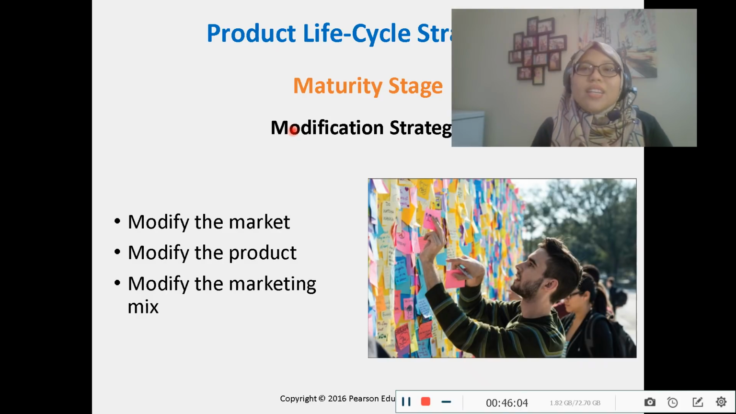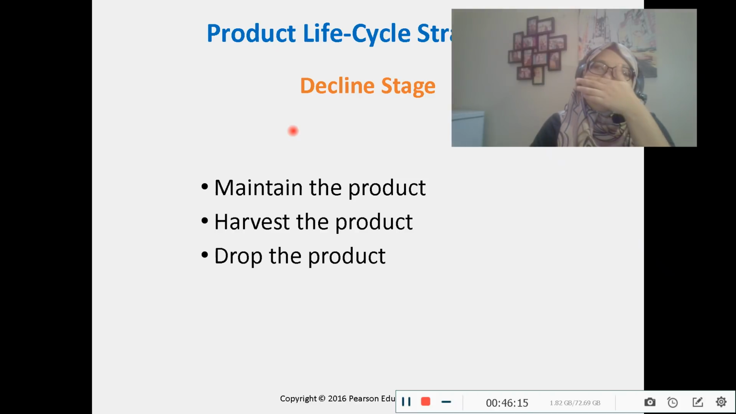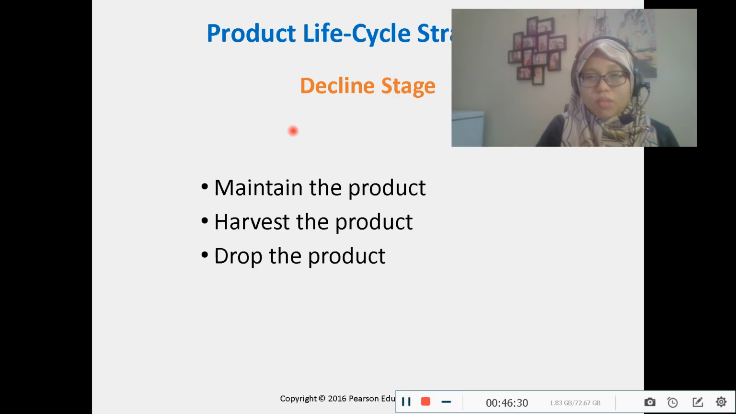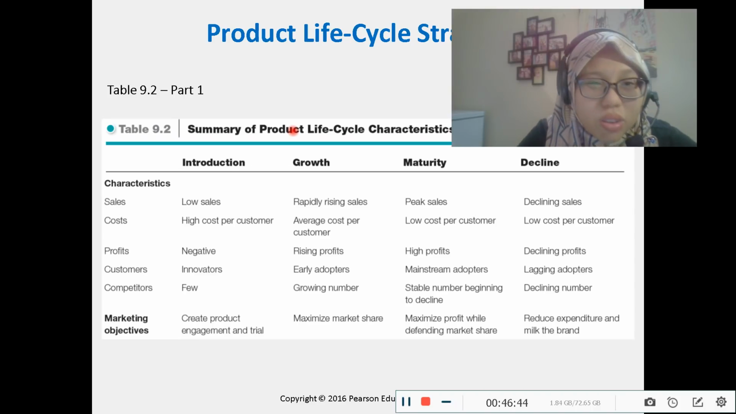So, to tell you that, you have to be creative when it comes to maturity stage of the product. So, decline. So, when it comes to decline, bila kita dah tua kan, sama ada kita maintain the product. So that maintain, bila kita kata maintain the product tu, because we still see the potential. We can harvest the product, we can harvest the profit that we can get from that, or we can just drop it. Because you think that there's no profit that you can gain anymore.